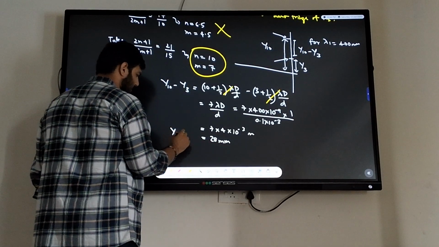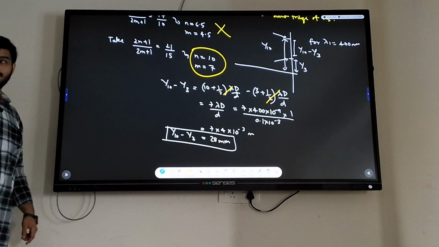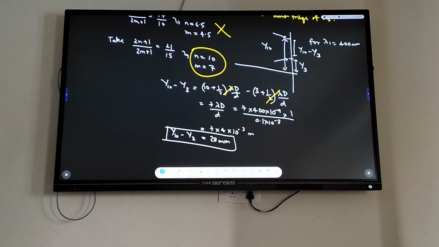That's y10 minus y3 and this is my answer. Do you get the question? If you do it yourself logically you will get it very simply. Okay? Got the answer? Did you use the other wavelength? The 560 one. Very same answer, correct.